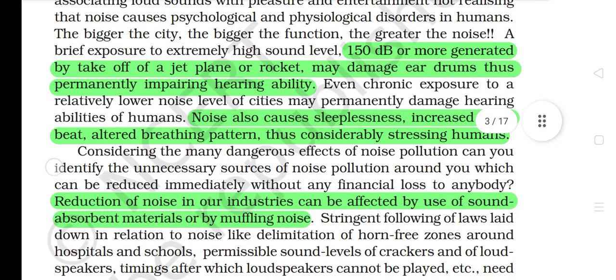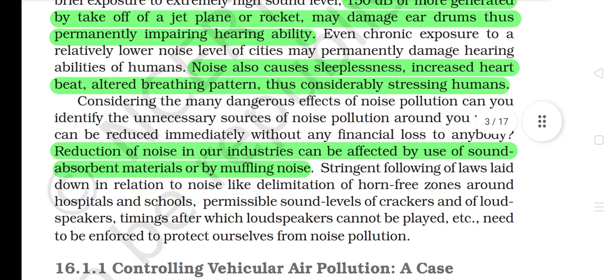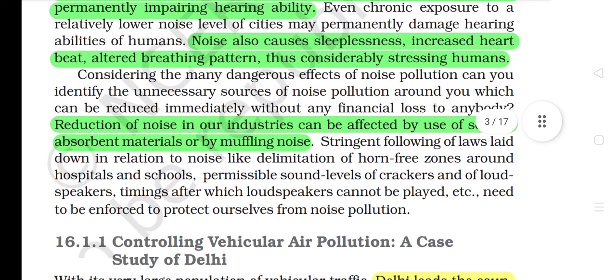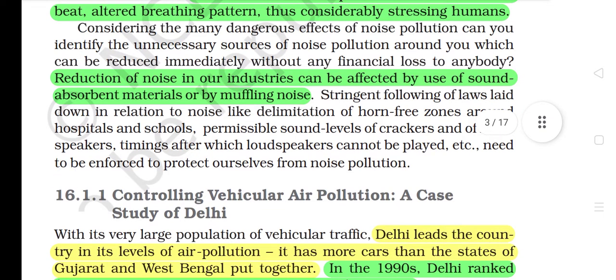A brief exposure to extremely high sound level, 150 dB or more, generated by takeoff of a jet plane or rocket may damage eardrums, thus permanently impairing hearing ability. Even chronic exposure to a relatively lower noise level of cities may permanently damage hearing abilities of humans. Noise also causes sleeplessness, increased heartbeat, altered breathing pattern, thus considerably stressing humans. Considering the many dangerous effects of noise pollution, can you identify the unnecessary sources of noise pollution around you which can be reduced immediately without any financial loss to anybody?